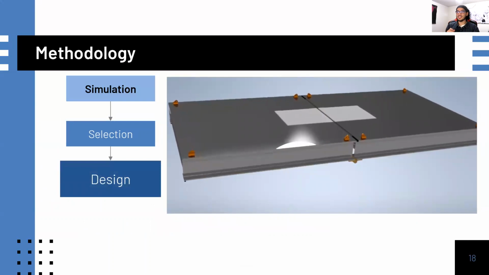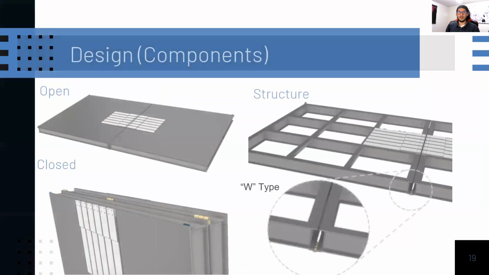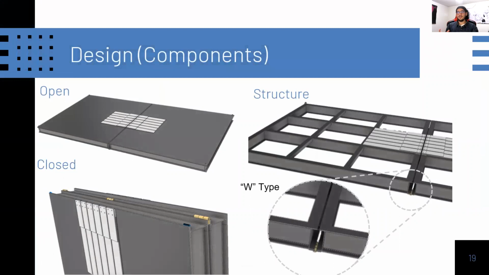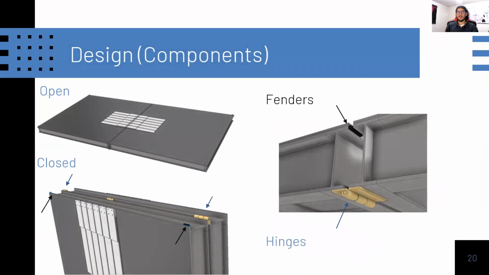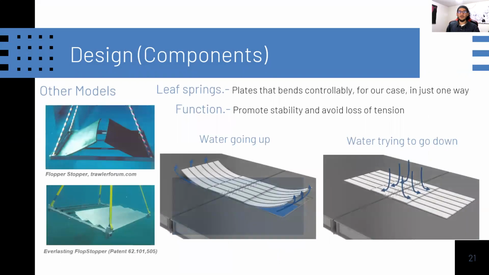The principal components are the beams of the structure that act as a main support, in this case type W, 2 hinges and 2 shock absorbing layers, known in the marine industry as fenders, which allow the system to open and fold, avoiding a rough contact between them. Leaf springs, which are smaller plates that work to fatigue, bending when receiving a force and then returning to their original position. These enhance stability and avoid loss of tension in the cables that hold the plates without using more hinges or moving parts. Concrete slabs.